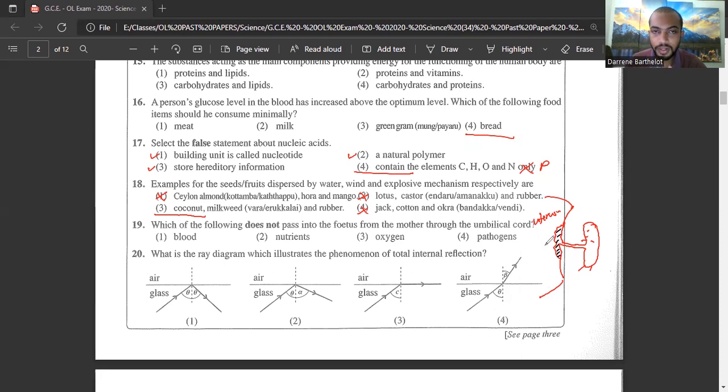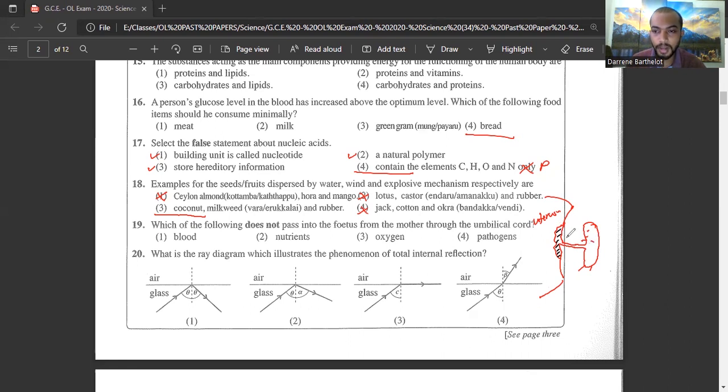The placenta is useful so that it doesn't mix the blood of the fetus with that of the mother, right? So the placenta is the barrier that does not pass blood to the other side. Normally nutrients are passed into the fetus. That's correct. Oxygen is passed into the fetus through this. That's also correct. Pathogens can also be transmitted through the umbilical cord.